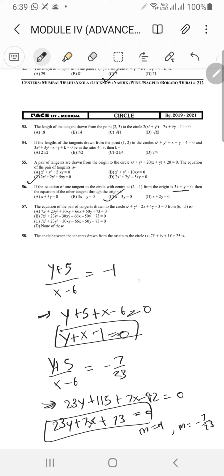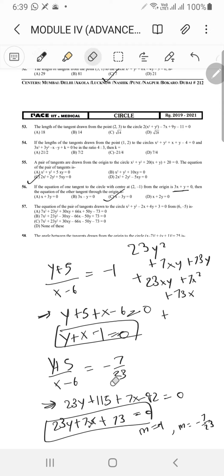Let's multiply them. I really don't want to multiply those. 23y squared plus 7xy plus 73y plus 23xy plus 7x squared plus 73x, and then plus 73, right? So 73 times that stuff. Okay, wait a second. Minus 1 times this thing, minus 23y minus 7x minus 73 equals 0. Okay, and we don't need all this other stuff.